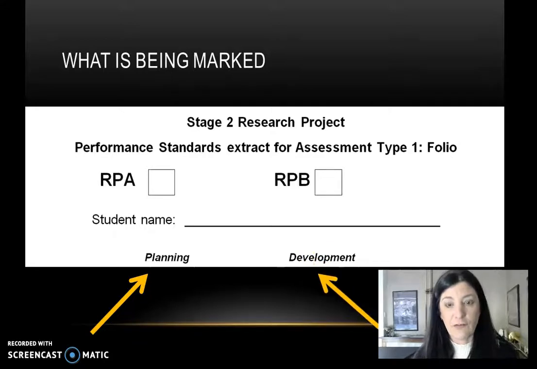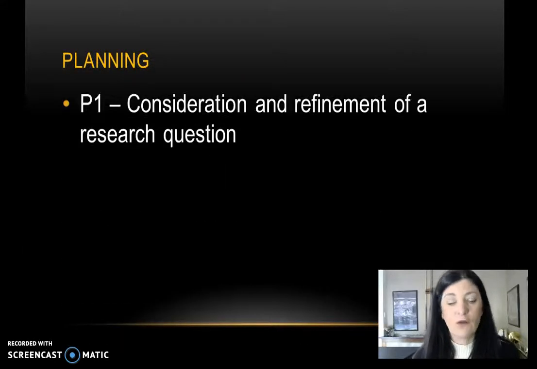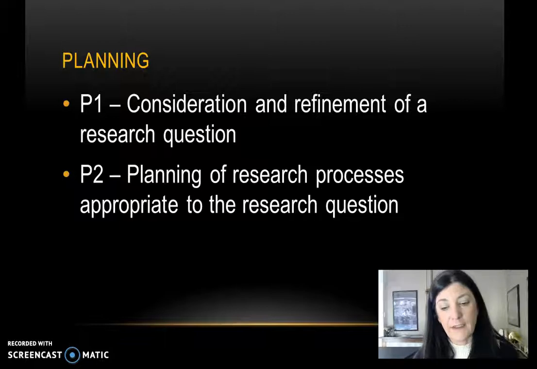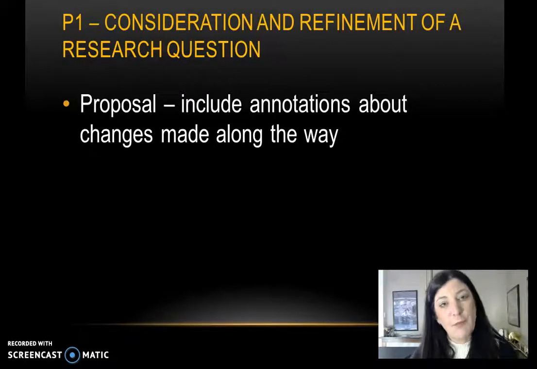So planning and development. For planning, we're looking at P1, the consideration and refinement of a research project question, and P2, the planning and research processes appropriate to the research question. For P1, we're actually looking way back to the beginning of when you started your research project, the notes that you undertook, the little activities that you did to determine what your research project question was going to be. And so all of those little things come into play now.